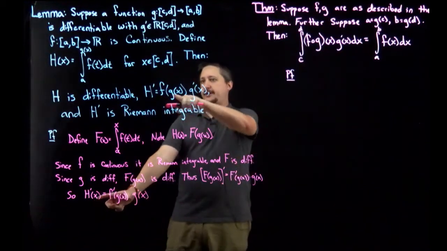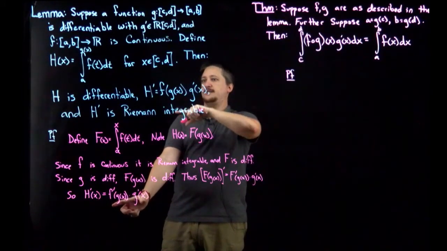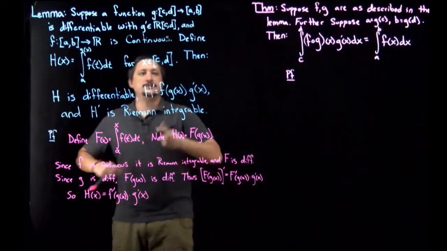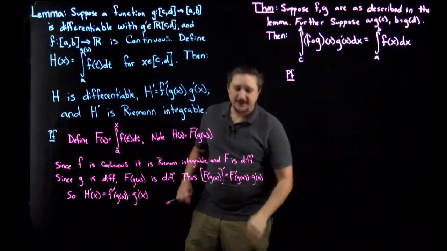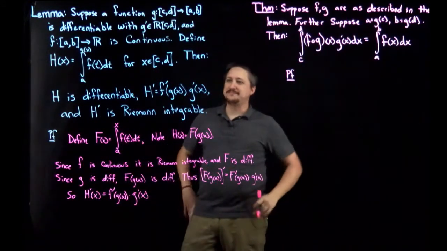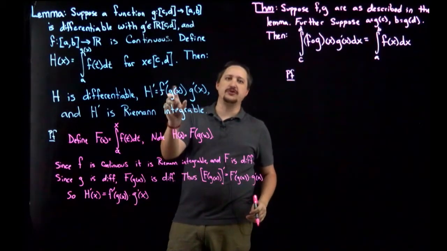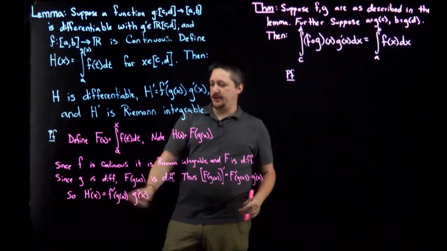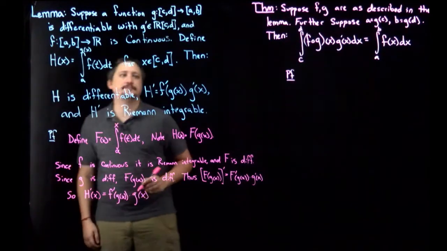So we have h prime is f... Oh, I messed that up, I'm sorry. This is what I should have written there, hopefully. Hopefully you caught that. So h prime is f prime of g times g prime. So this is the chain rule, basically what I'm saying here. So h prime is f prime of g of x times g prime of x. So I have the first thing that I want.